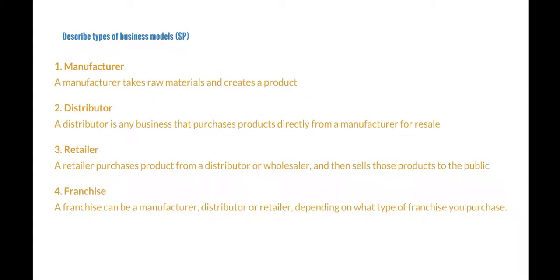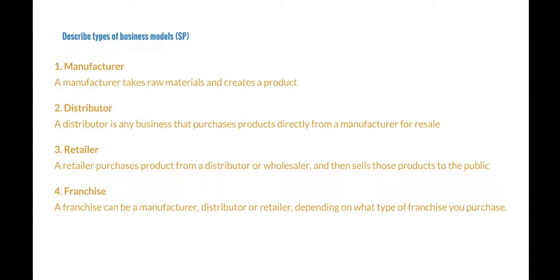Next, we will describe types of business models. So 4 main types of business models are manufacturer, distributor, retailer, and franchise. A manufacturer takes raw materials and creates a product out of them. He basically assembles pre-made components into a product, like a car manufacturer, and they may sell products directly to customers or outsource sales to another company.